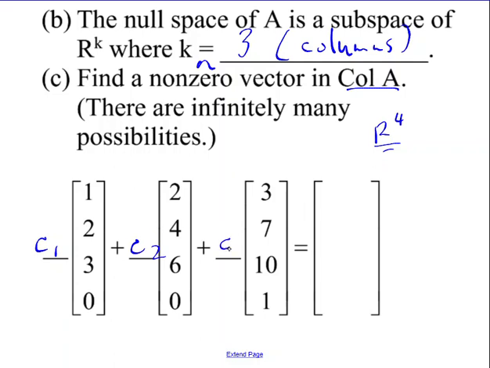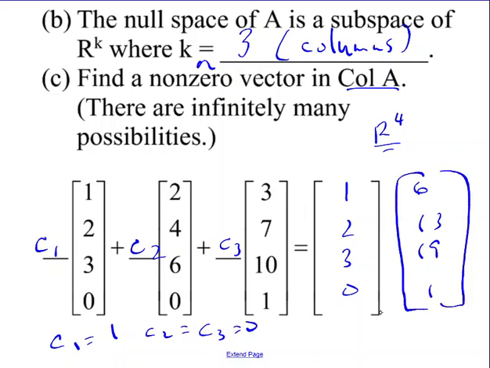It doesn't matter what you choose. You can choose C1, C2, and C3 to be 0, and we get out 0. We can choose C1 to be 1 and C2 and C3 both 0, and if I do that, I get out 1, 2, 3, 0. That is a non-zero vector. You can choose lots of possibilities and make up your own. If you set them all equal to 1, the entries are going to be 6, 13, 19, and 1. That's how you get a vector with those 4 entries.